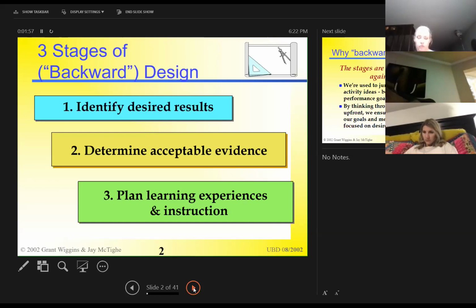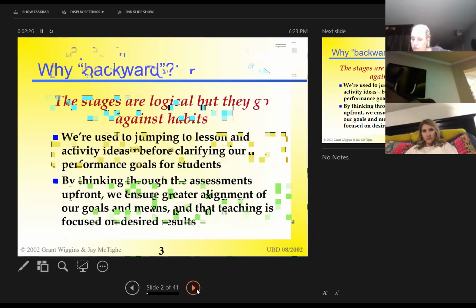Most people do just the opposite. They start with learning and instruction. They plan that first, then they decide how they're going to assess it, then they look at results. A lot of times we get unintended consequences when we plan the wrong way. We may have great planning and good evidence, but we don't get the results we hoped for because we're doing it the wrong way. So the whole premise is to start with the end in mind and work from there.